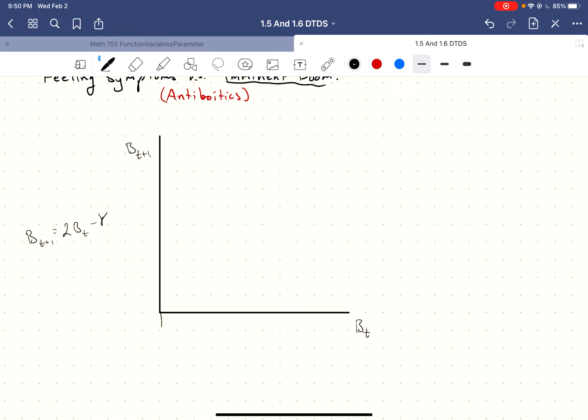So I should probably get down into the negatives, and then I want a slope of 2. Maybe it's something like this, here, here, here. I can take this point all the way down here and let it snap over. Great. Here's my updating function in black. Let's do the equilibrium line in red. Here's my equilibrium line. This is my population at time t, continues to be the same into the next time.